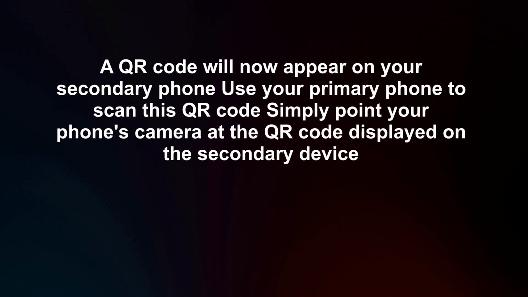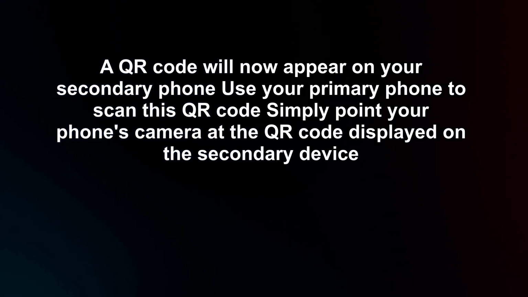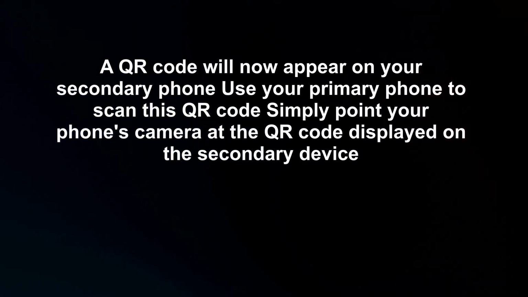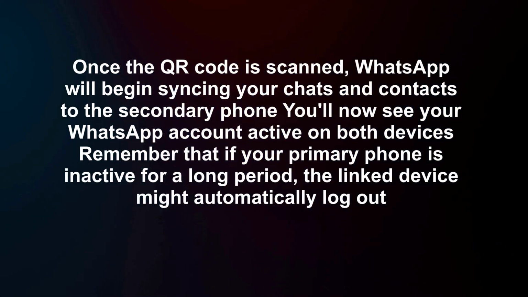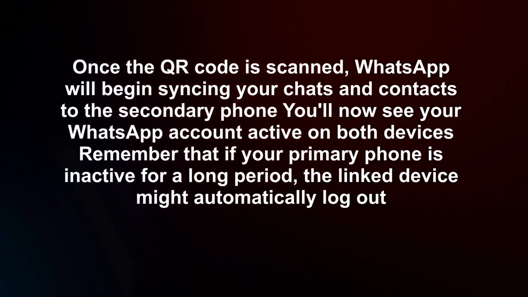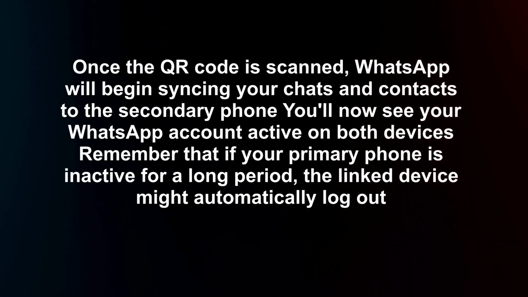A QR code will now appear on your secondary phone. Use your primary phone to scan this QR code. Simply point your phone's camera at the QR code displayed on the secondary device. Once the QR code is scanned, WhatsApp will begin sending your chats and contacts to the secondary phone. You'll now see your WhatsApp account active on both devices.